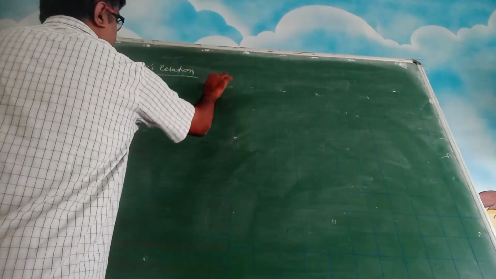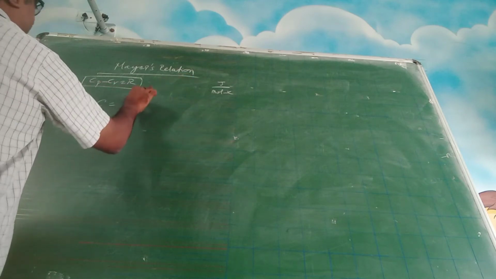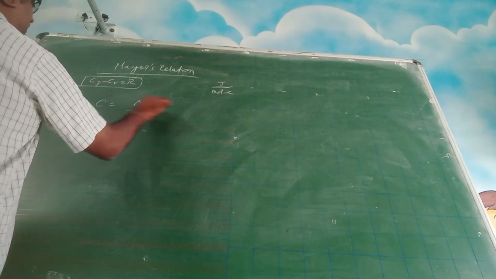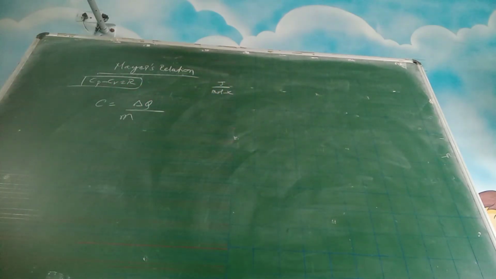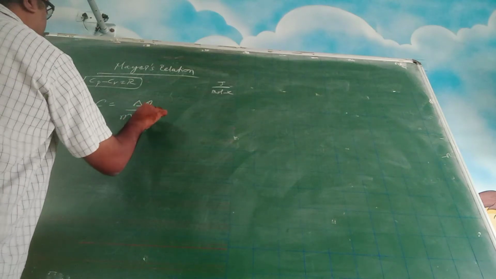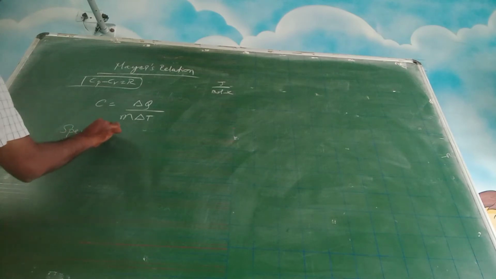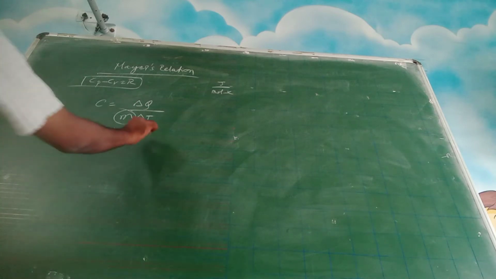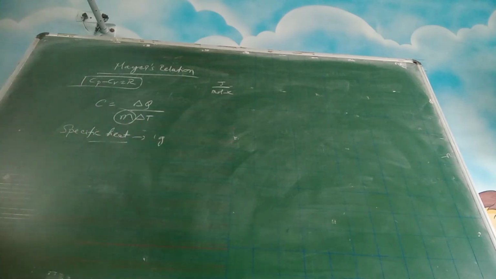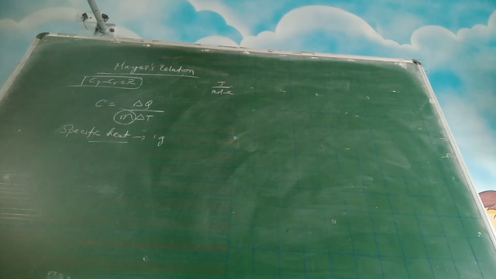What was the unit? Joule per mole Kelvin. So it is delta Q by m delta T. I told you that heat is denoted by Q. So this is your specific heat. Suppose here I am using 1 gram. It raises the temperature by 1 unit, 1 degree Celsius. So that is your specific heat.